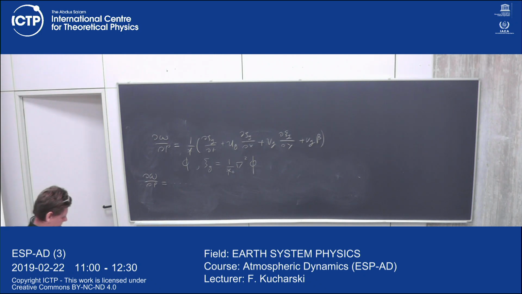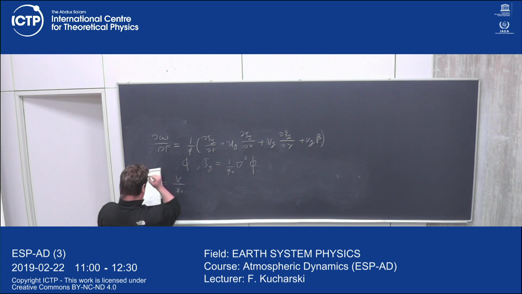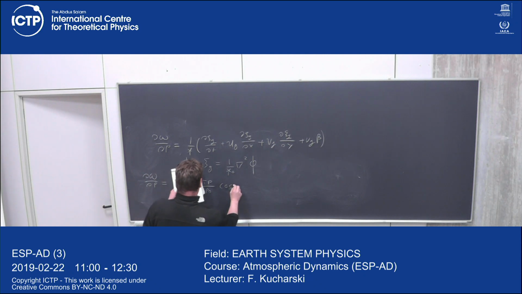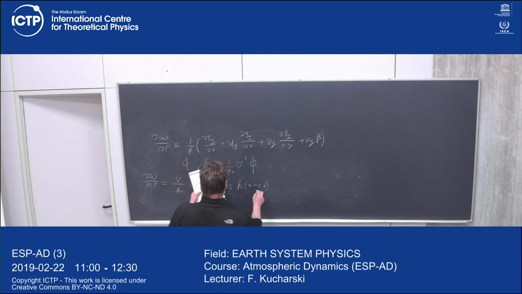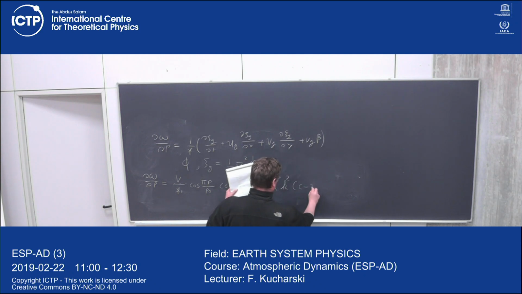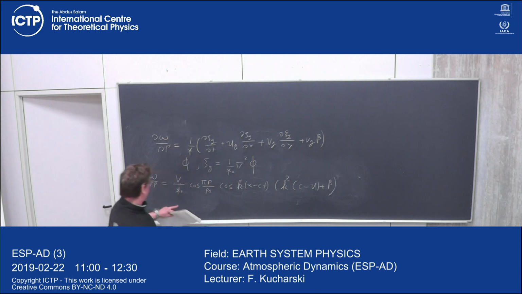So I've got here V over f naught times cosine phi p over p naught, cosine k x minus ct, so this propagation, and then here comes some term k squared (c minus U) plus beta. Do you have this?